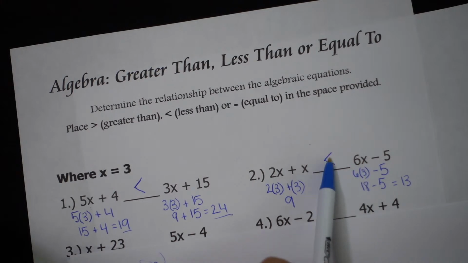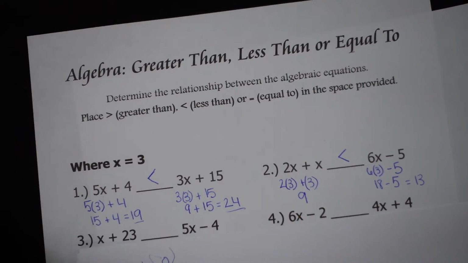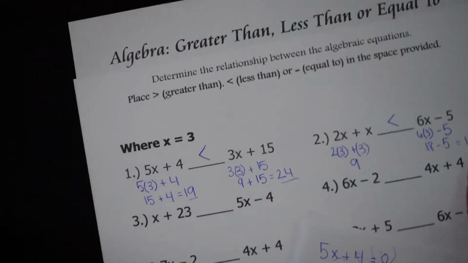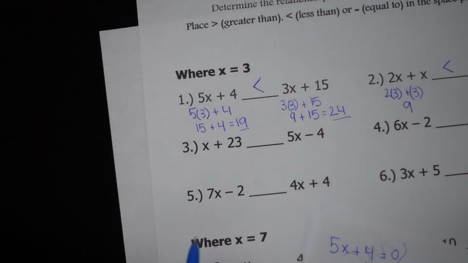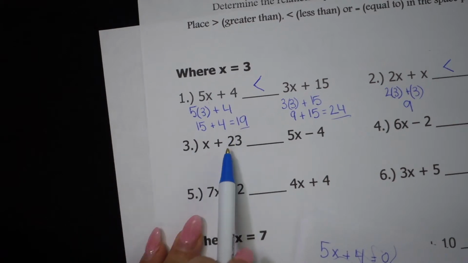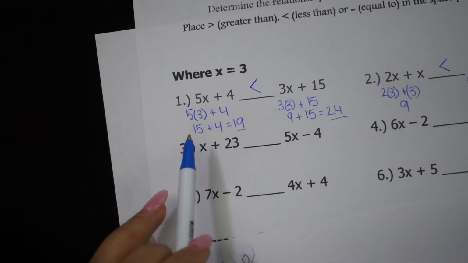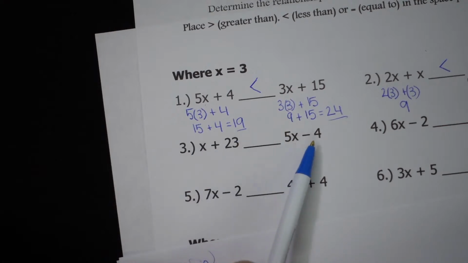So the bigger opening or the bigger side of the angle faces the bigger number, and then the smaller side faces the smaller number. Same deal. We're going to solve a couple more. So here we have x is equal to 3 still, and then we're just solving the equation. So x plus 23 and then 5x minus 4.